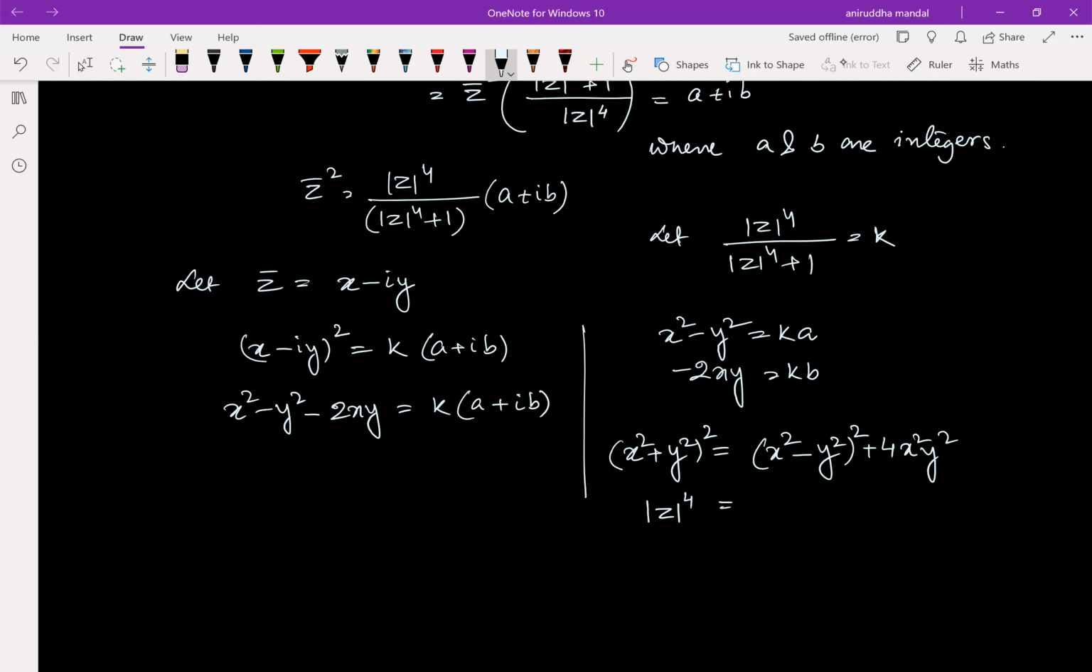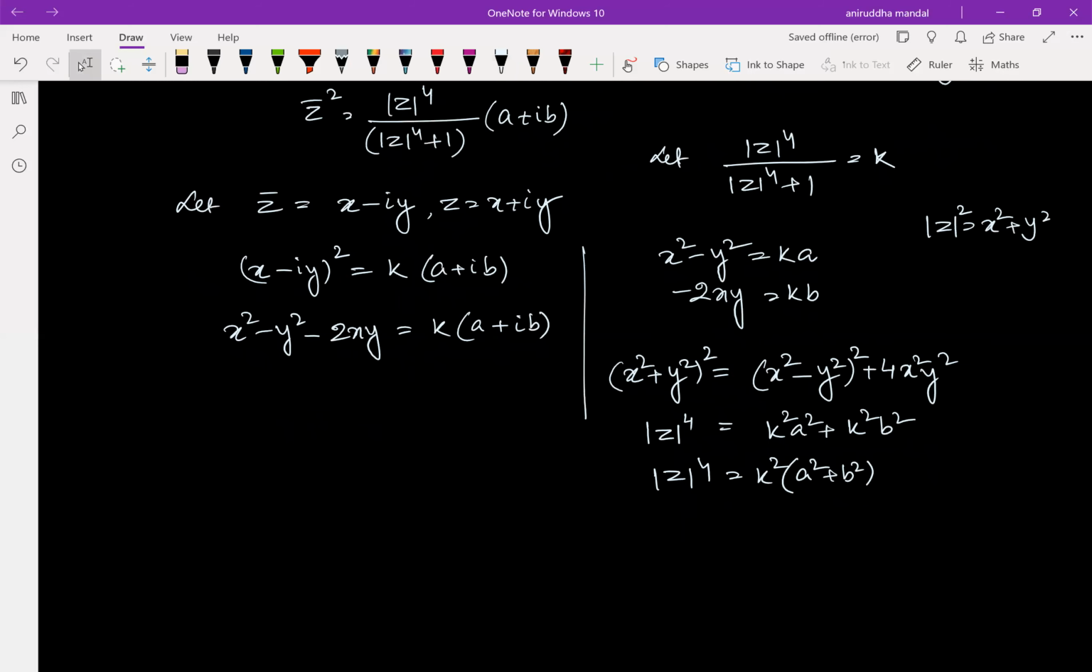Because we have assumed z equal to x plus iy, let's say z equal to x plus iy. So mod z squared equals x square plus y square. So this is z to the power 4, which means k square a square plus k square b square. Taking k square common, we can write this as k square times a square plus b square equal to mod z to the power 4.